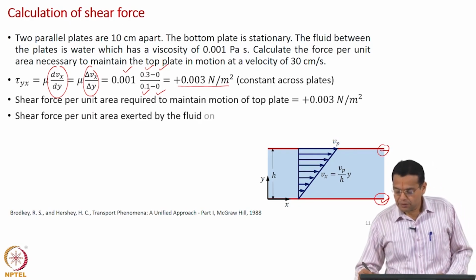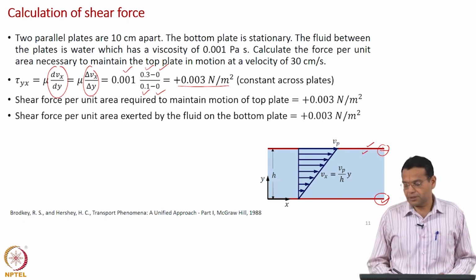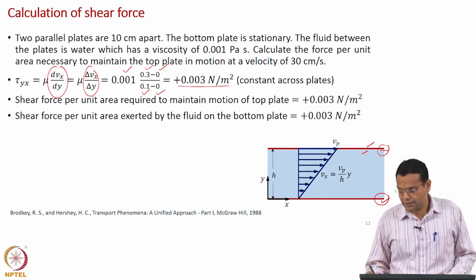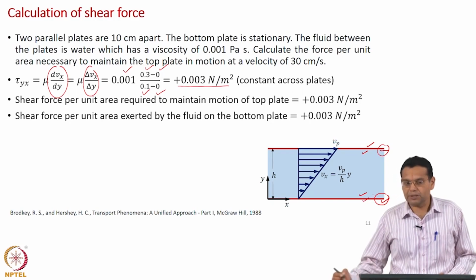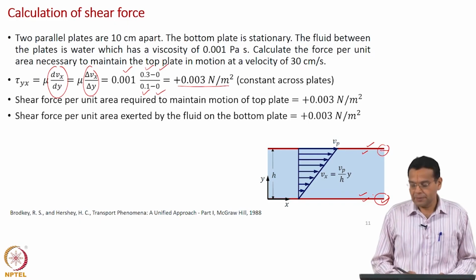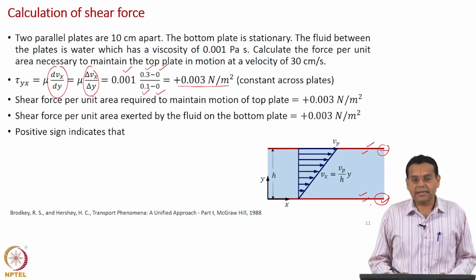Now, when this plate tries to pull the liquid along the positive x direction, at the bottom plate, this fluid will try to pull the plate in the positive x direction. So, the shear force per unit area exerted by the fluid on the bottom plate is 0.003, and that is what this positive sign indicates. Okay.